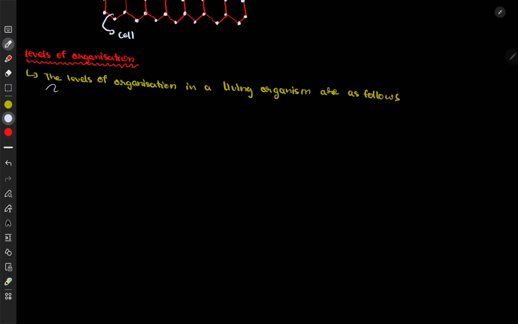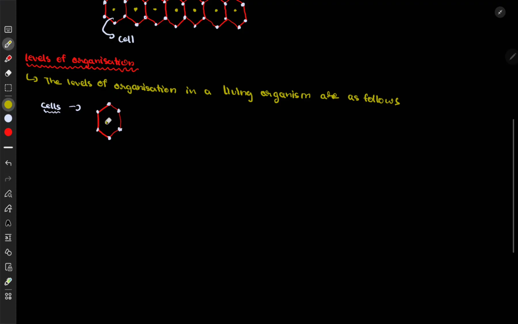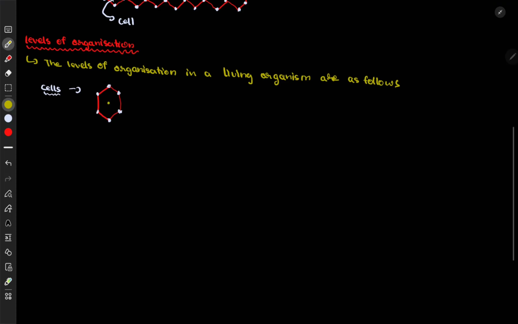Now, first we have cells. Now that we have already assumed how our cell looks, this is our cell. Fine. We could just put a small dot like this in the middle, which will show the nucleus. What is the nucleus? I'll explain it later. Okay. So this is our cell.